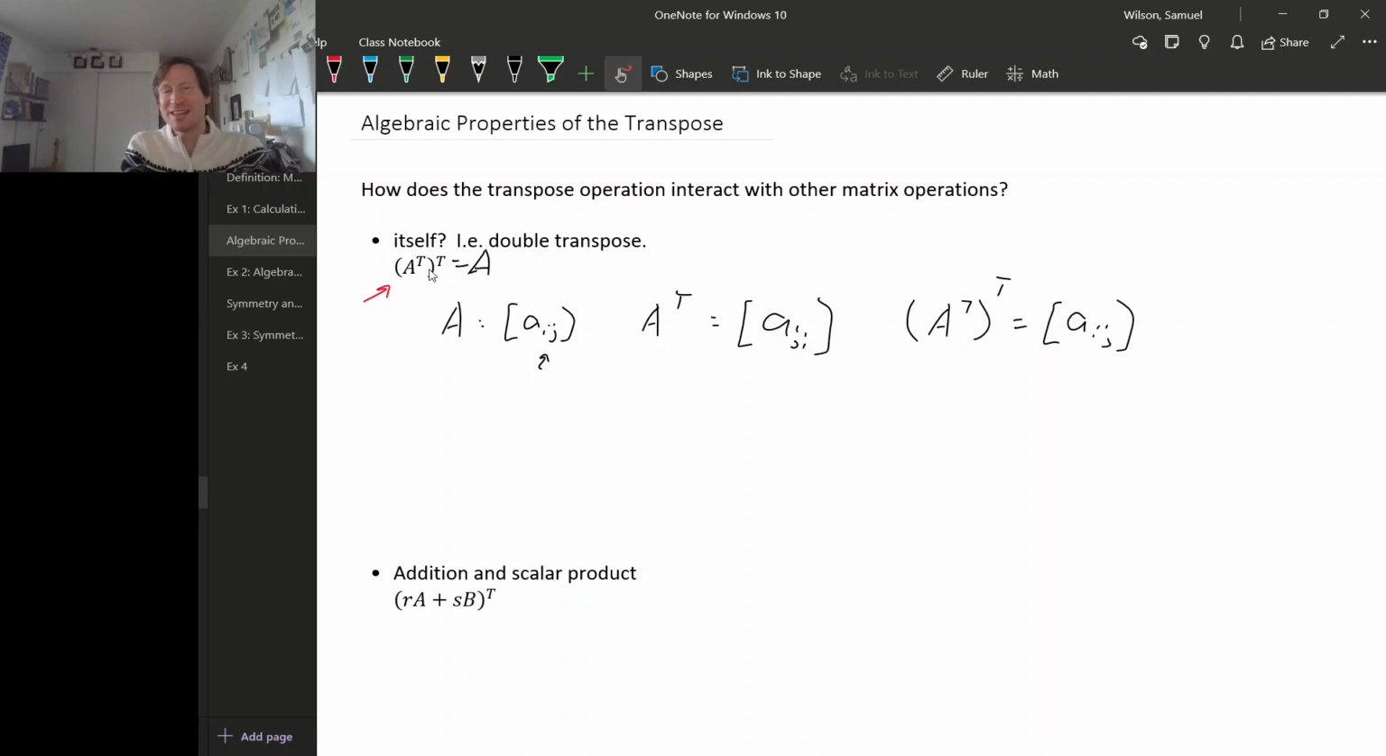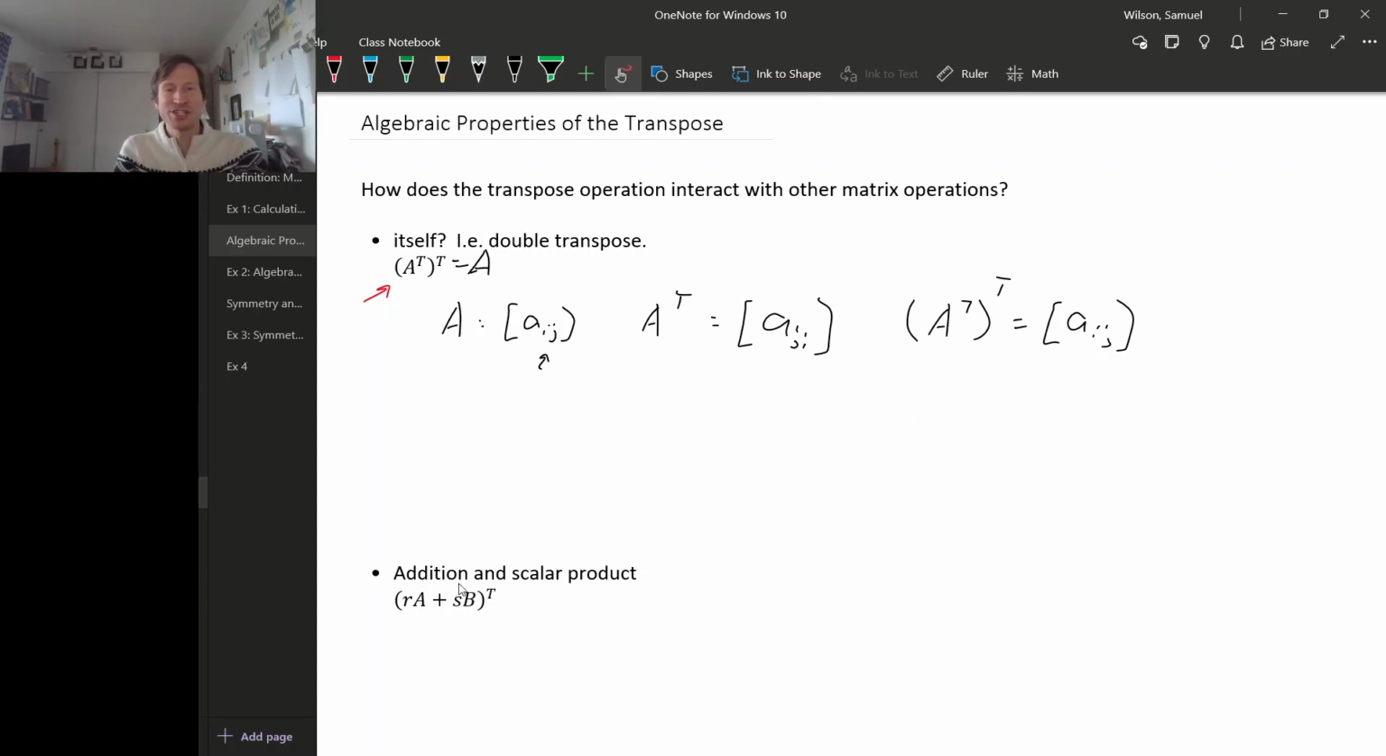Okay, this is kind of like the negative of a negative is a positive, except it's the transpose of a transpose is the original. All right, so that's not very surprising, I guess. This also makes sense in terms of reflecting the matrix across its diagonal, because if you reflect twice, you get back to where you started.